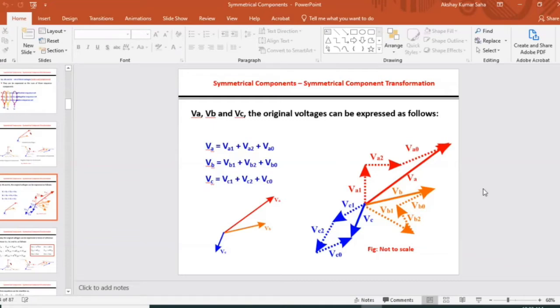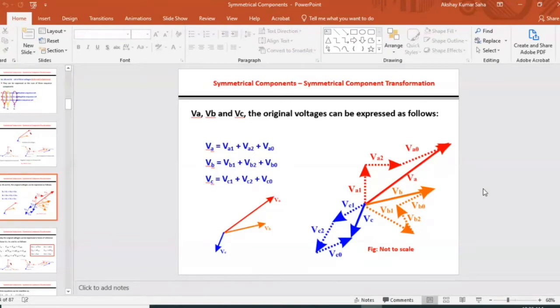From now on, we have three voltages: positive sequence voltage, negative sequence voltage, and zero sequence voltage. We have three currents: positive sequence current, negative sequence current, and zero sequence current. We have three impedances: positive sequence impedance, negative sequence impedance, and zero sequence impedance, and so on. So always they are going to be like that from now on. And from there we could see how we can define and denote the positive sequence, negative sequence, and zero sequences, all of them.